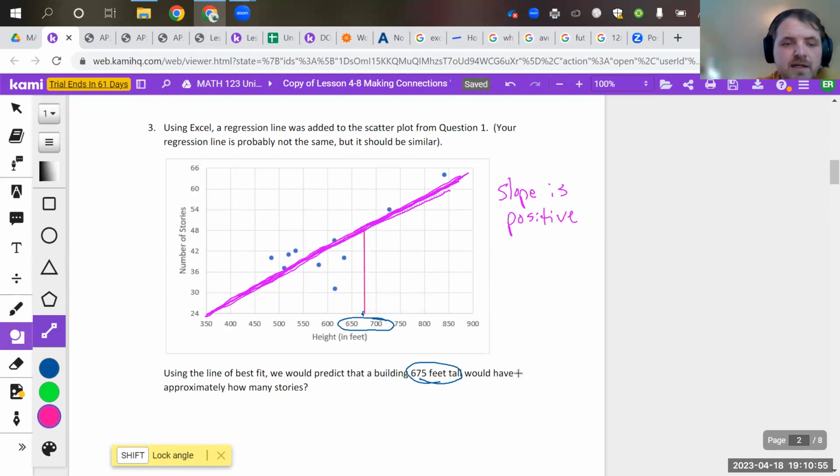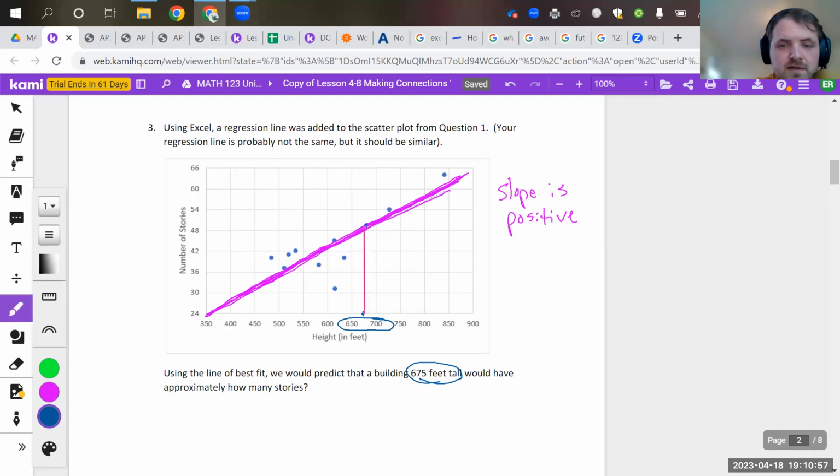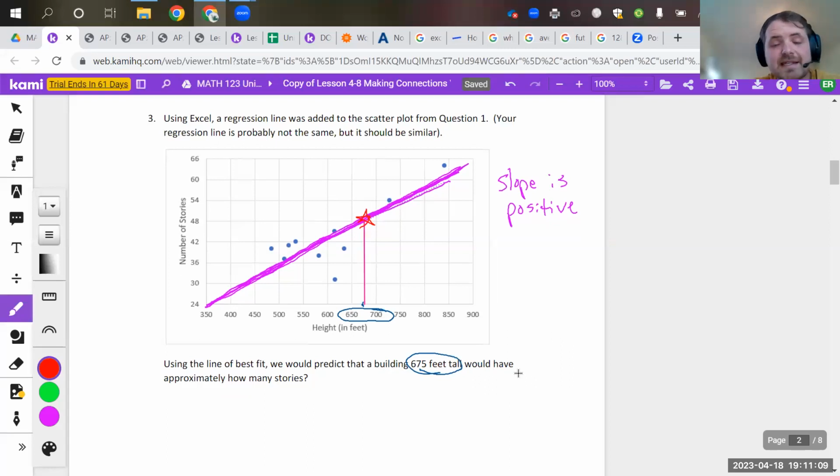and it looks like it's hitting my purple line at roughly, I'll do like a star or something, at roughly 48. And so that's essentially the nice thing about a line of best fit, is then we can kind of make a prediction based off the data. So when you're 675 feet tall, that's on average, or average might not be the best word here, but we can guesstimate that probably the building is going to be around 48 stories tall.